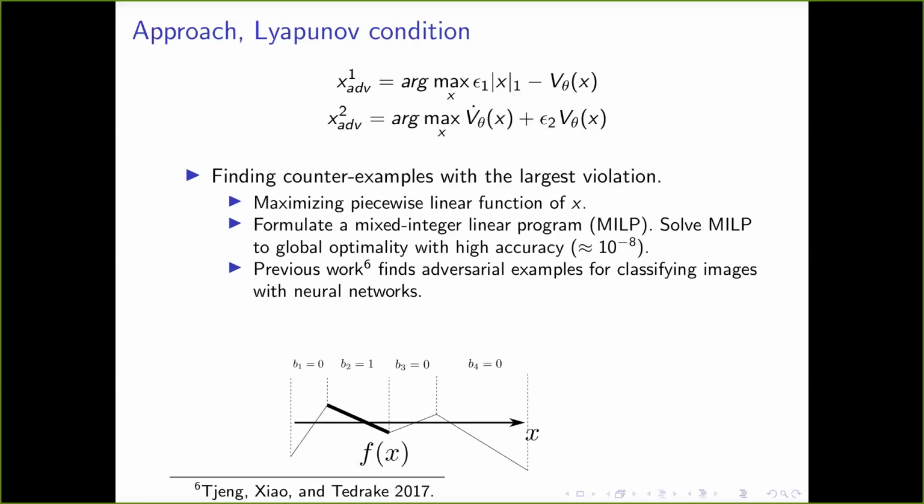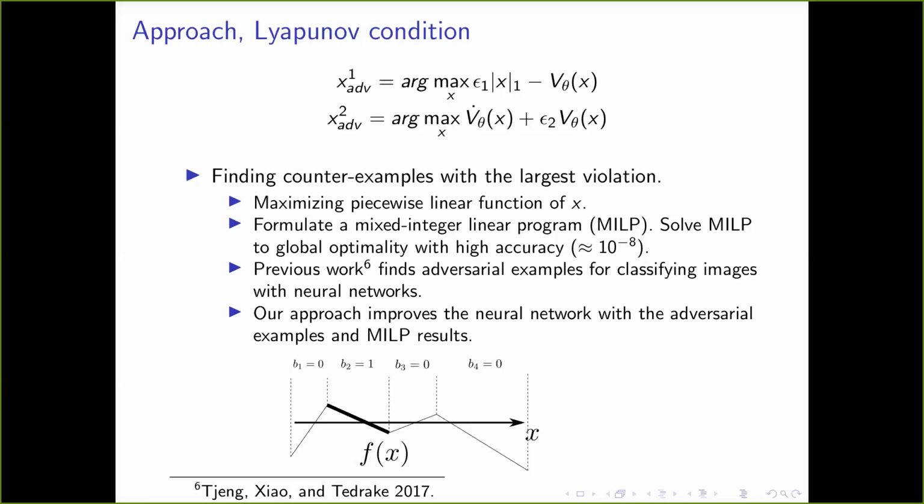Previously, researchers have used mixed integer linear programs to find counterexamples for neural networks in applications like image classification. In this paper, we apply this idea to control theory, and instead of just finding counterexamples, we will improve the neural network from the MILP results, such that at the end of the training process, there exist no counterexamples.